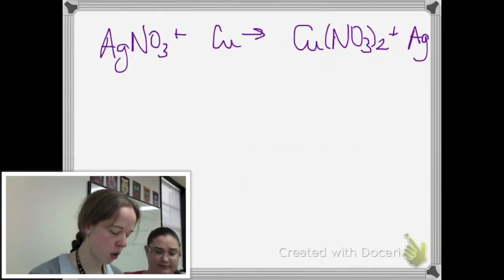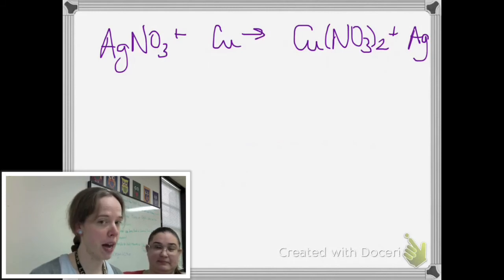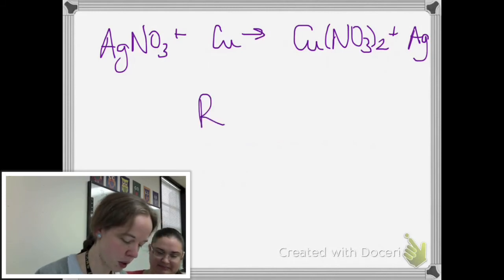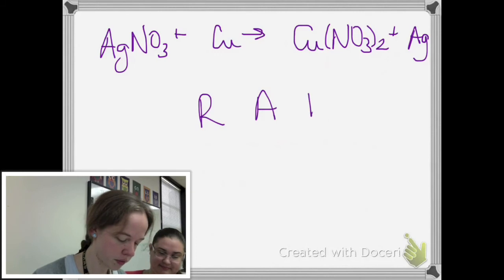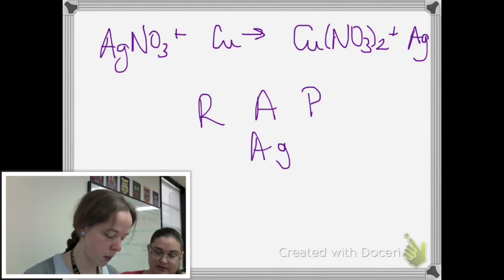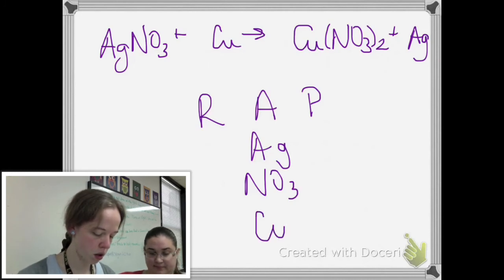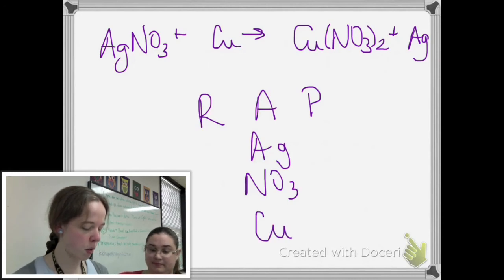All right, so what do we need to do first? We got to wrap. All right, so we're going to wrap. Our first atom is Ag, and then we said NO3 could just be an atom. So we're going to treat that like one atom. And then what's the only other atom we've got? Cu.